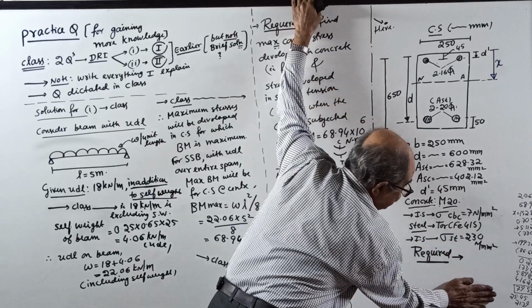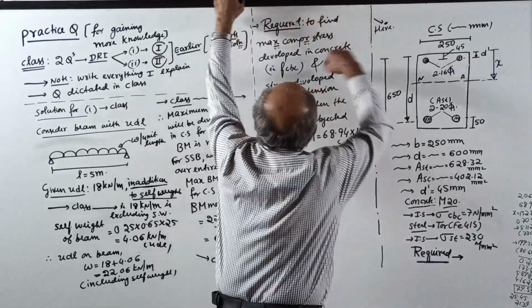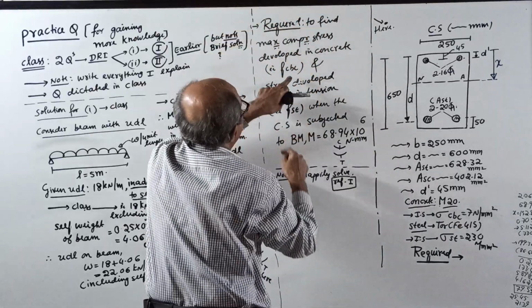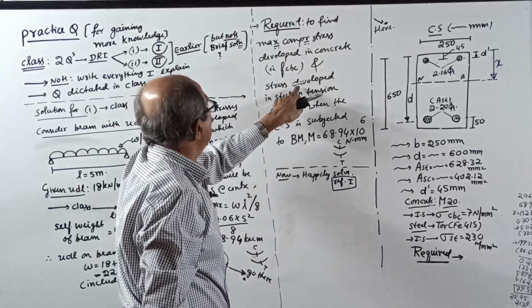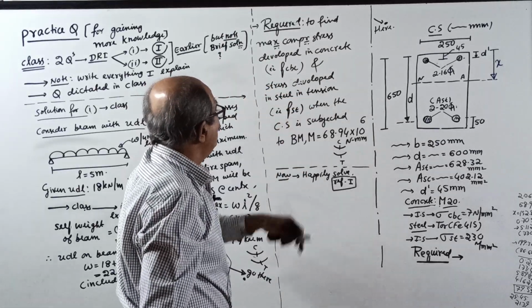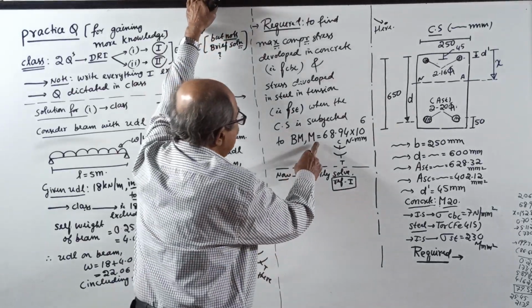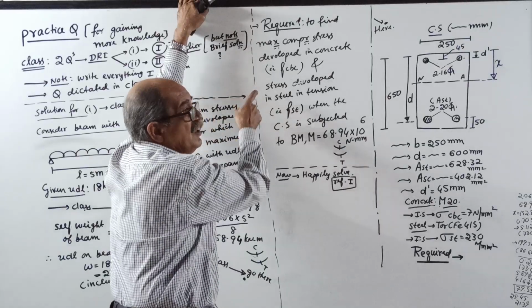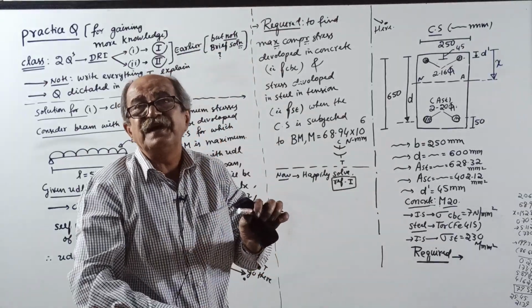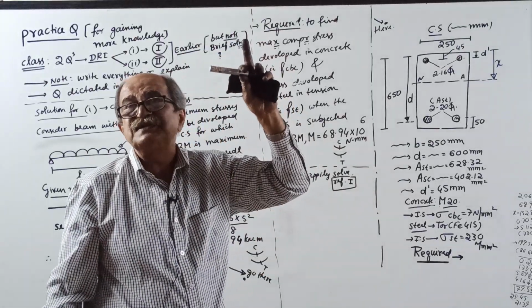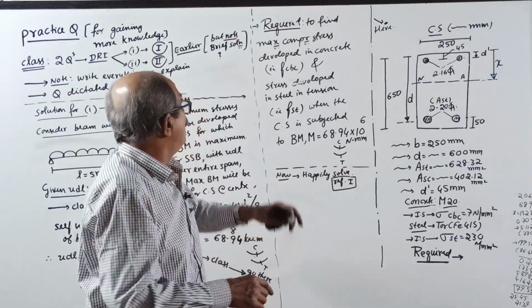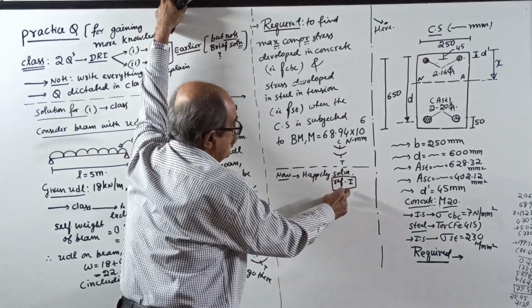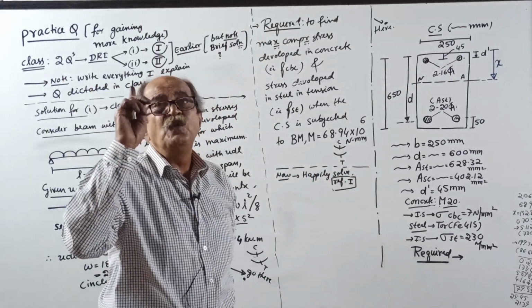Required: to find the maximum compressive stress developed in concrete, FCBC, and stress developed in steel in tension, FST, when the cross section is subjected to M of 68.94. I am not using the word maximum here because when you consider the cross section, there is no maximum for concrete and steel, but for the entire beam there is a maximum. Okay, done, leave it. Now happily solve. Reference is Roman number 1.